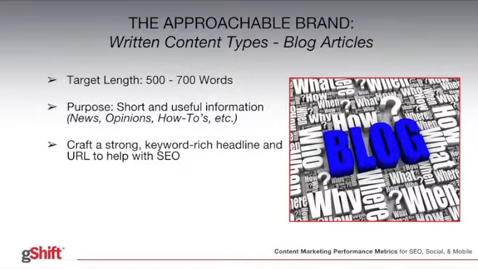The purpose of these is to provide short and useful information pieces. So these can be industry news, they can be opinions, how-tos, top 10 tips, things like that. So this is any kind of written content in an article form that you're going to share on your blog. It can even be company updates for that matter. You want to make sure that you craft a strong keyword-rich headline and URL to help with SEO.